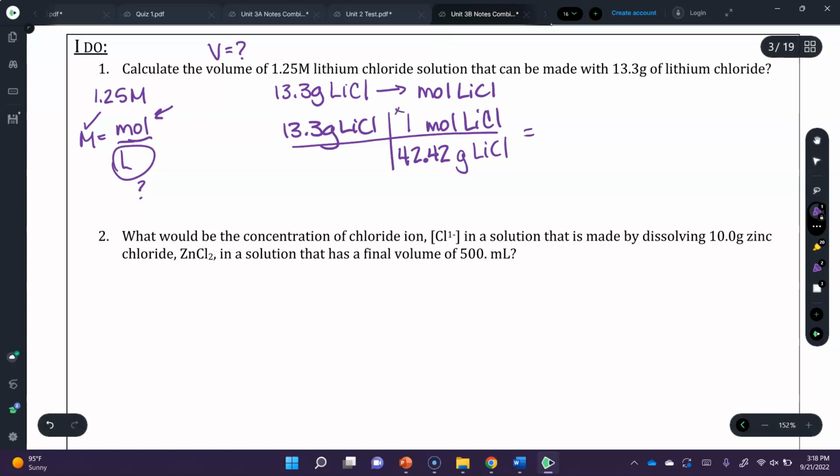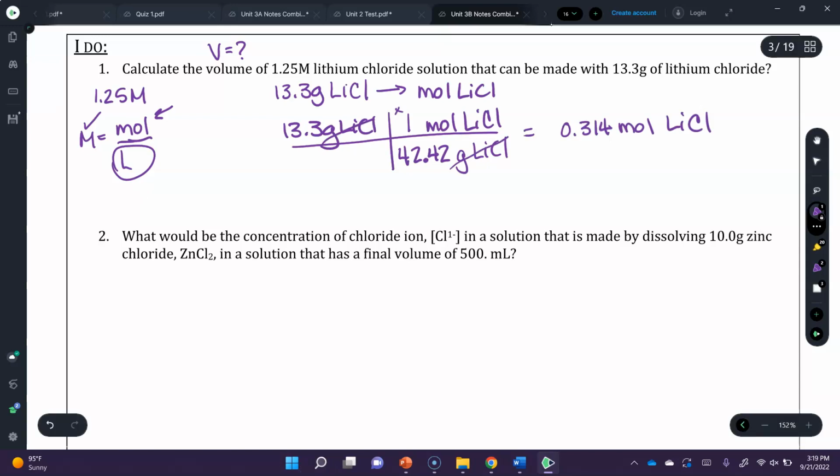When you do this math, you multiply across the top, which is boring, and dividing by the bottom cancels your grams, so 13.3 divided by 42.42 is 0.314 moles of lithium chloride. So now we know moles, we know molarity, we can solve for liters.